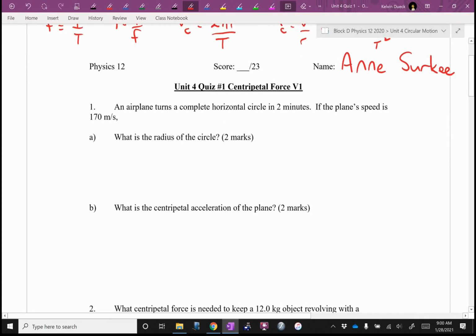Now, A says, what's the radius of the circle? So I said, okay. I crossed out the 2 minutes and said, nice try. You're not going to get me on that anymore. It looks like they gave me the period because that's how long to go around once. That's not just a lowercase t time, that's an uppercase T, go around once. And it looks like they gave me the speed. I said, the only equation that has all those in it is this one.